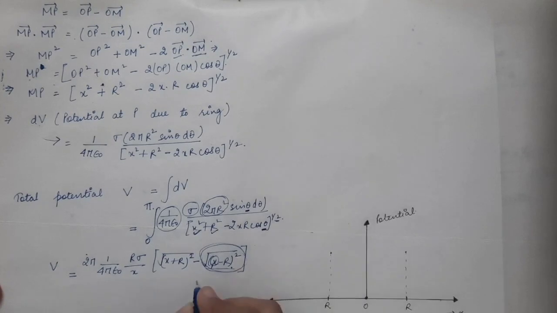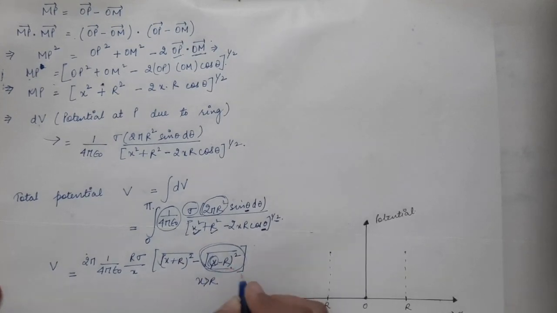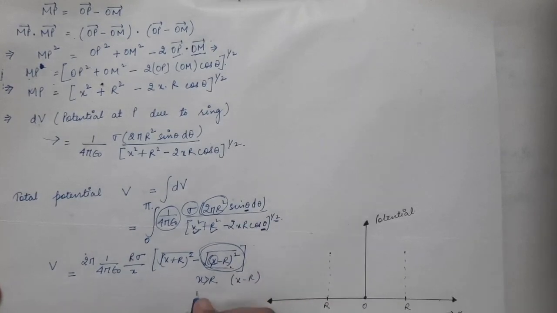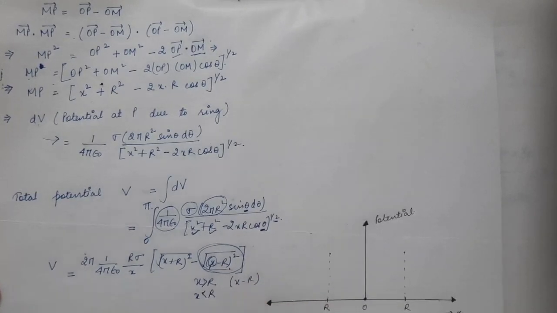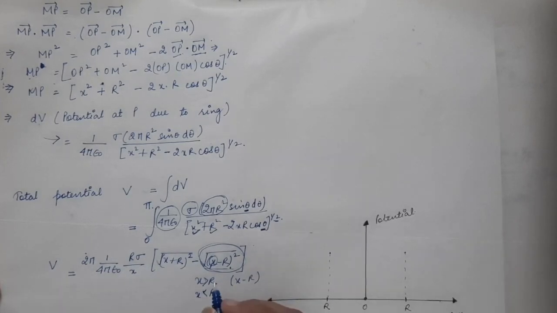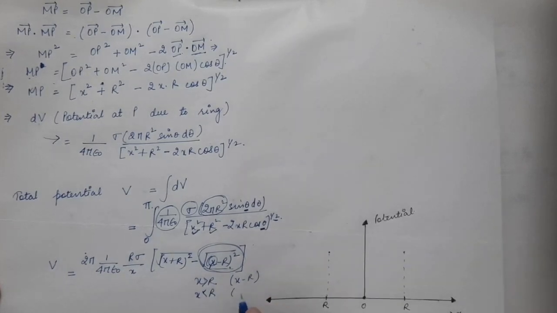So if x is greater than capital R, you will get over here x minus r, this whole term will be equal to x minus r, and if x is less than capital R, meaning we are talking about an observation point which is inside the shell, then in that case this whole term will be equal to r minus x, because in that case r is greater than x.